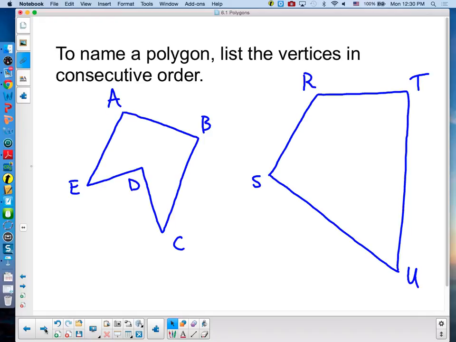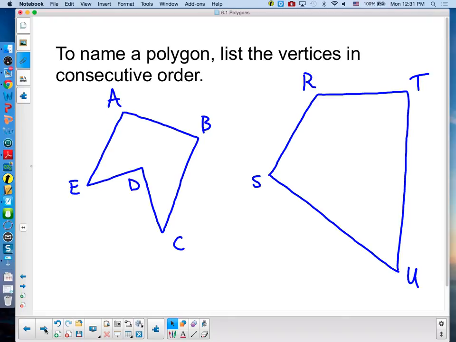RXUT. Correct. Lizzie. SRTU, yes. Here. Yes, UTR, correct. How many correct ones would there be? Yeah, how many places could you start? There's 4 different choices to start. So if I choose starting at S, then there's how many possibilities? 2, because I could either go clockwise or I could go counterclockwise to name it. So 2 from S, 2 from R, 2 from T, 2 from U. There would be 8 possible names for that polygon.